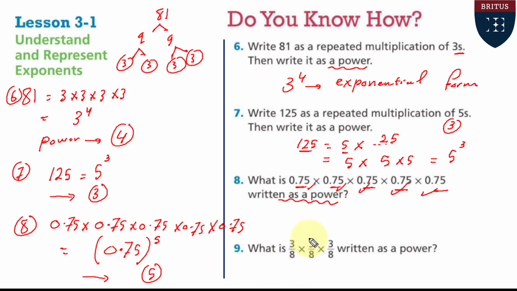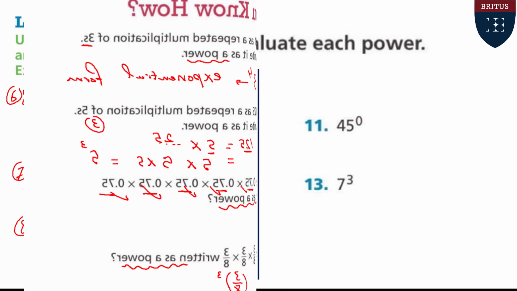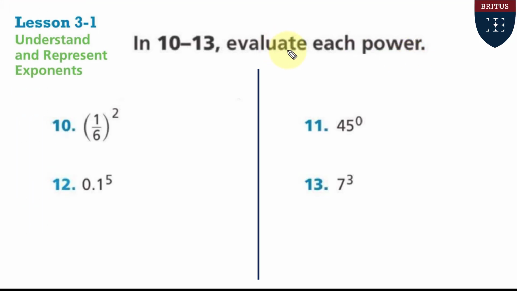What about 3 over 8 times 3 over 8 times 3 over 8, written as a power? 3 over 8 is repeated 3 times. We can write it as 3 over 8 raised to the power 3. But he didn't ask about the value here. In the next question, evaluate each power. He said evaluate, so we need to write the value. We will use the repeated multiplication.